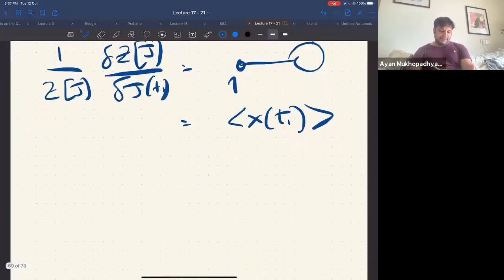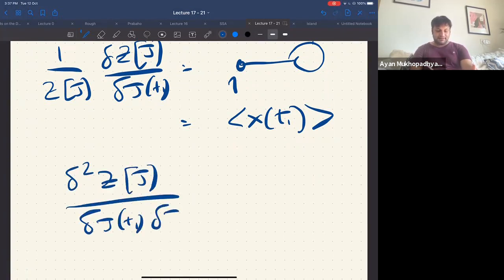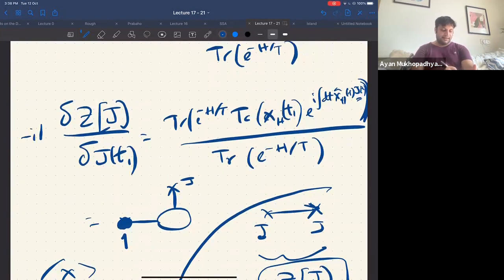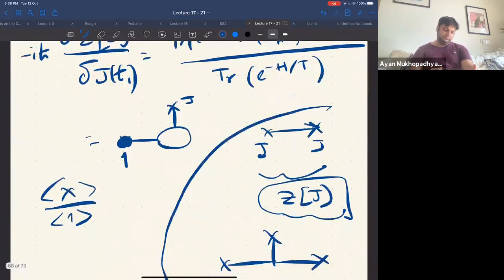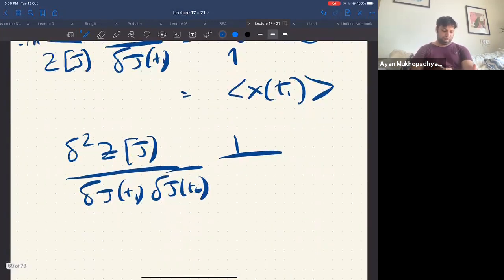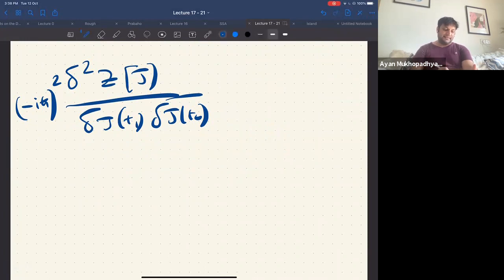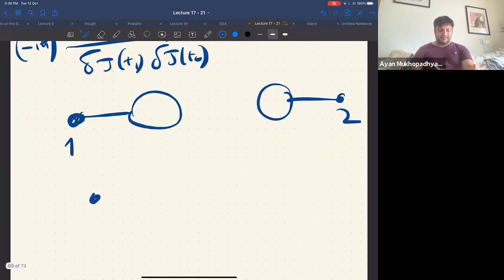Then I said in the last class, if you now do the second functional derivative of Z[J] with respect to J(t1) and J(t2), with some factors I forgot to write again, which are minus i over h bar, what will this entail? Suppose I do not do the 1 over Z[J]. As I showed last time, this would entail these kinds of diagrams, with points 1 and 2 which I'm not integrating over, and then 1, 2 with a vertex like this, and things like that. It will entail all kinds of diagrams.